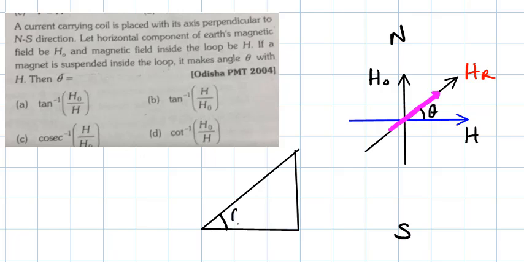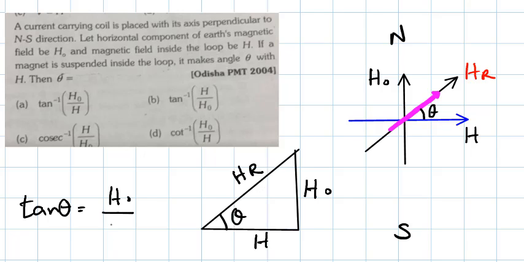With angle theta here. And the hypotenuse is the resultant one. Opposite side is H0. Adjacent side is H. So we can go for the equation tan theta is equal to opposite side H0 by adjacent side H, or theta is equal to tan inverse H0 by H. Tan inverse H0 by H is the first option.